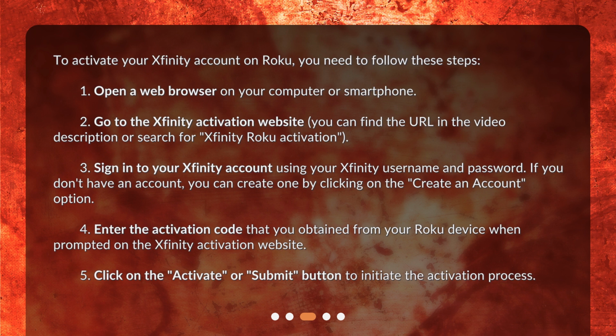3. Sign in to your Xfinity account using your Xfinity username and password. If you don't have an account, you can create one by clicking on the Create an Account option. 4. Enter the activation code that you obtained from your Roku device when prompted on the Xfinity activation website. 5. Click on the Activate or Submit button to initiate the activation process.